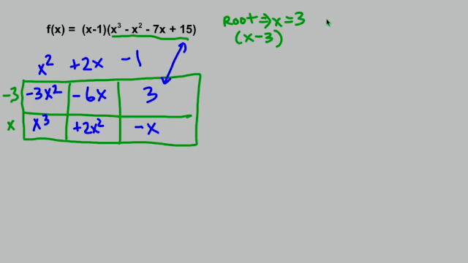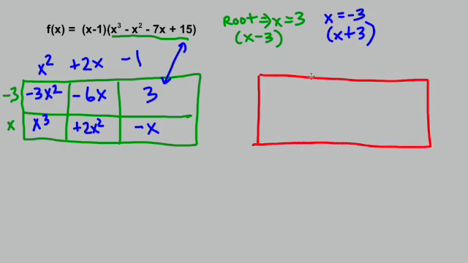So what if instead I wanted to try x equals negative 3? That means I'm going to look at x plus 3 and see if that works. So let's try that right now. I'm going to go ahead and make another box here, 1, 2, 3. And I'm going to put my x plus 3 over here. So let's see what happens here.